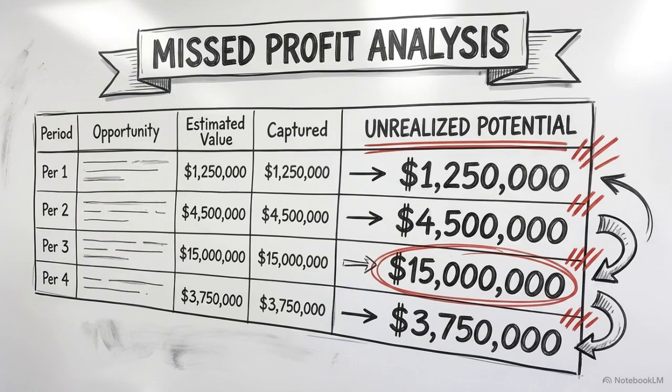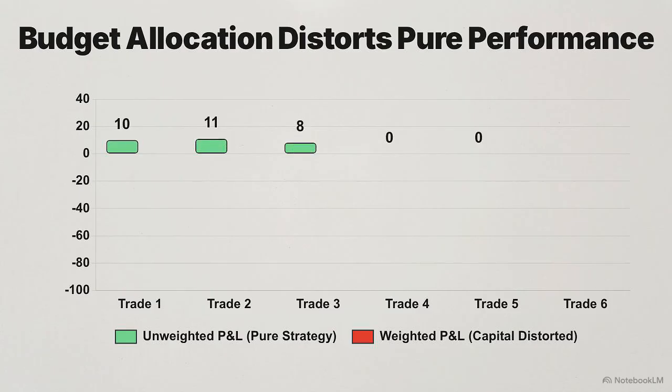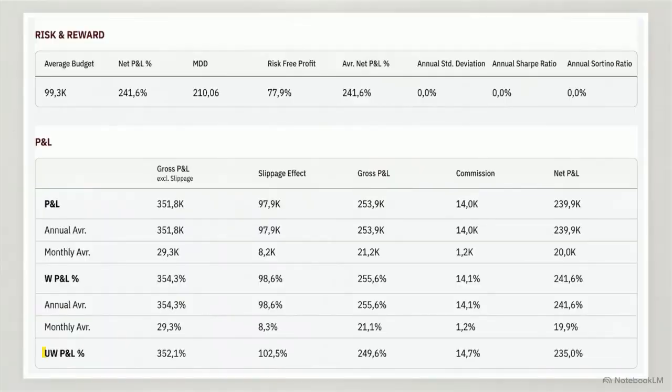The final layer of complexity comes from capital management. The amount of budget allocated to a trade directly distorts the raw performance of the underlying strategy. This table compares the unweighted percentage, which isolates the pure performance of the algorithm's rules, against the weighted percentage, which factors in how effectively the user scaled the budget up or down over time.